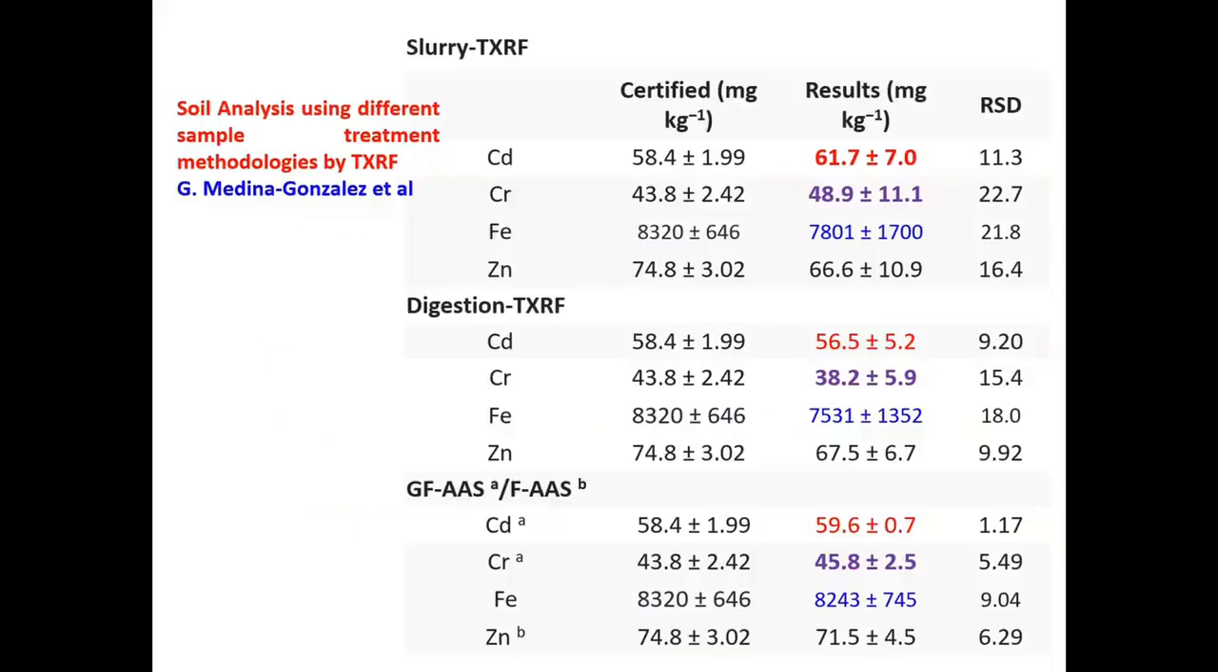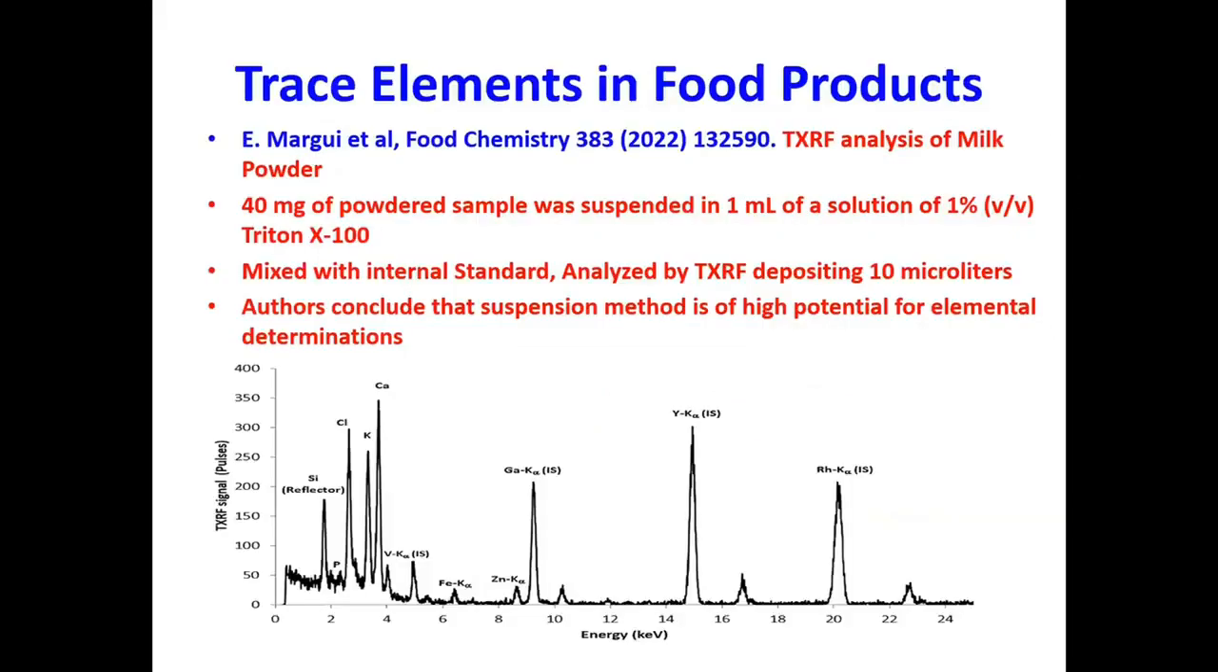The net result is that when they analyzed the slurry sample and digested sample by GFAAS and TXRF, the results were very good, very well matched. The only problem was that in the slurry method, you can see the precision is poor compared to GFAAS. So they concluded that the slurry method serves the purpose. However, I am of the opinion that this precision should be improved somehow.